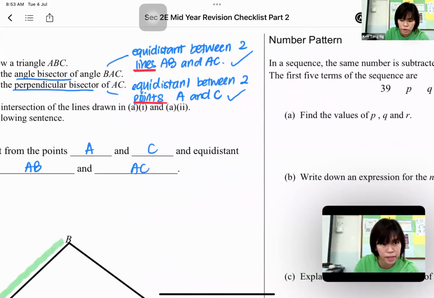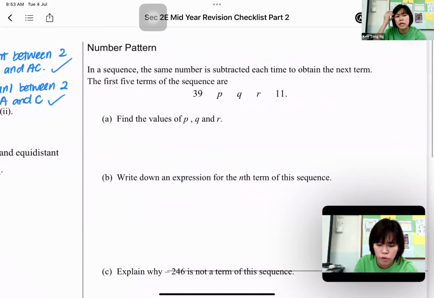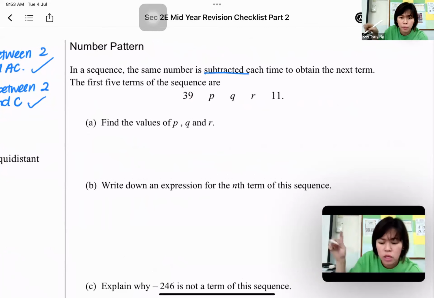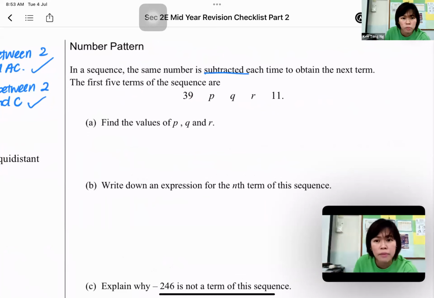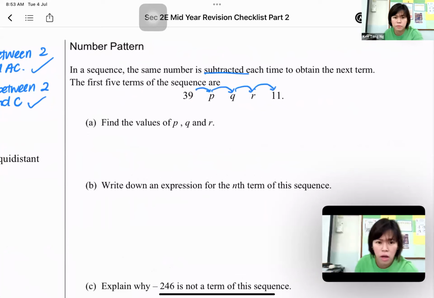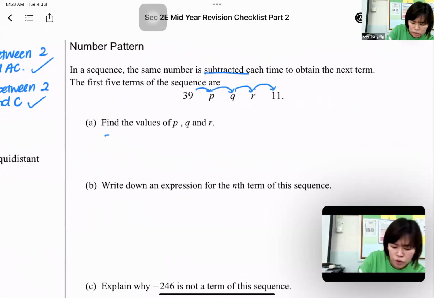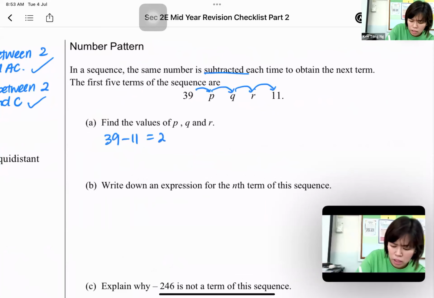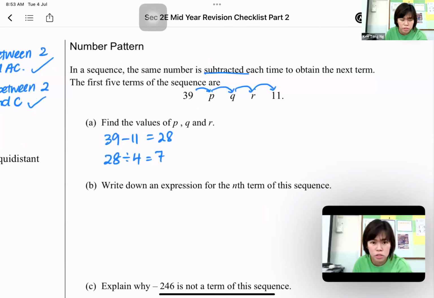Okay. Next one over here, number pattern. Right, in a sequence, the same number is subtracted, so the number becomes smaller and smaller each time to obtain the next term. So subtract 1 time, 2, 3, 4. I'm subtracting 4 times, right? So from 39 to 11, 39 minus 11 gives me 28. I subtracted 4 times, so I take 28 and divide by 4, that gives me 7. So the difference is 7.